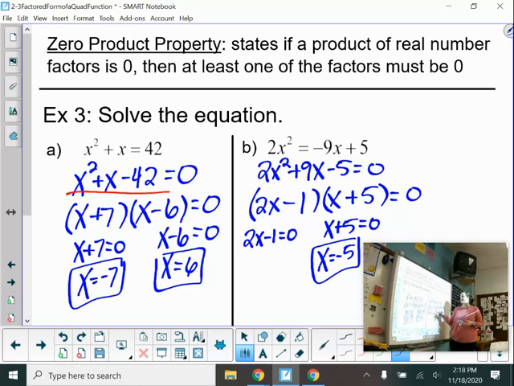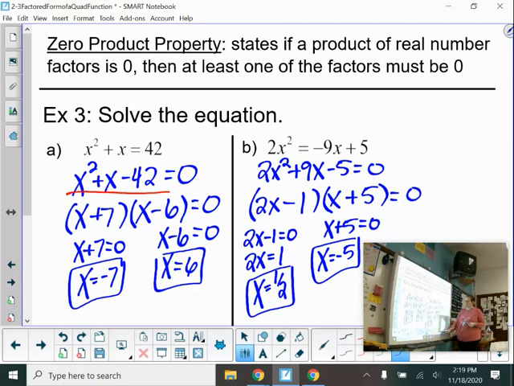Now with this other one, unless there is a greatest common factor, which hopefully we'll talk about a little bit later on, anytime your x has a coefficient with it, typically you are going to get a fraction in your answer. So I would add the 1, we get 2x is equal to 1, then divide by 2. So x is equal to 1/2. So your solutions for part B are 1/2 and -5.